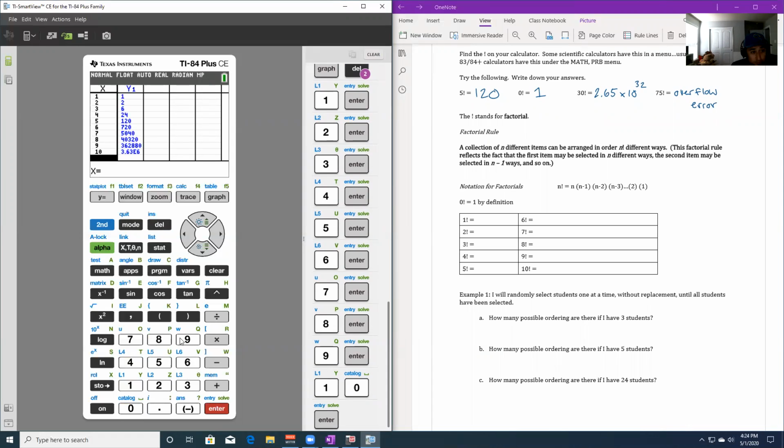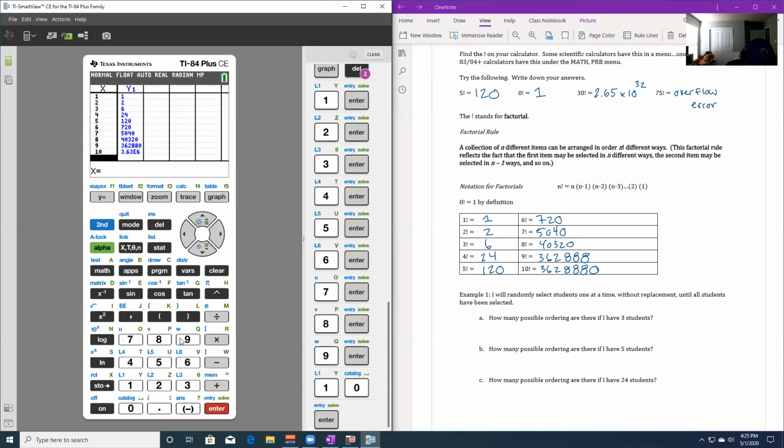I get 1, 2, 6, 24, 120, 720, 5,040, 40,320, 362,880, and then this would be 3,628,800, not actually 3 million. That's the 6 digits: 1, 2, 3, 4, 5, 6. So 3,628,800.